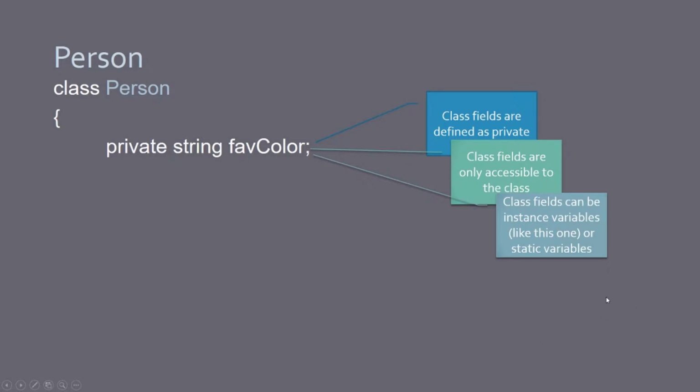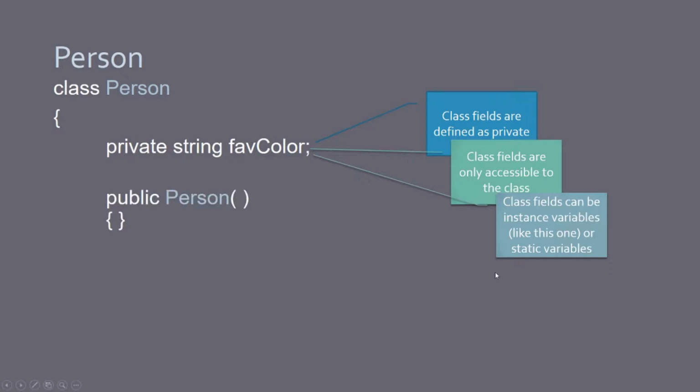through our class information. Now, a class field could be an instance variable like this one, which means that we'll create a new instance of this variable in memory every time we create a new person object. Or they can be static variables, which means we would only create one instance of the variable in memory for all of the different instances of our person object to share.